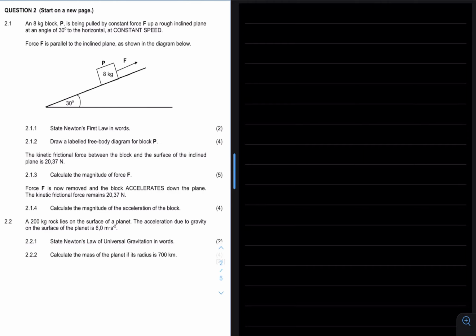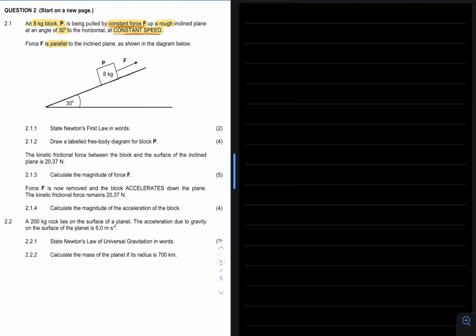In this exam question, we have an 8 kilogram block P, which is being pulled by a constant force F up a rough inclined plane at an angle of 30 degrees to the horizontal at a constant speed. Force F is parallel to the inclined plane as shown in the diagram below. Now, the wording that is important here is the fact that we have a constant force and a constant speed.